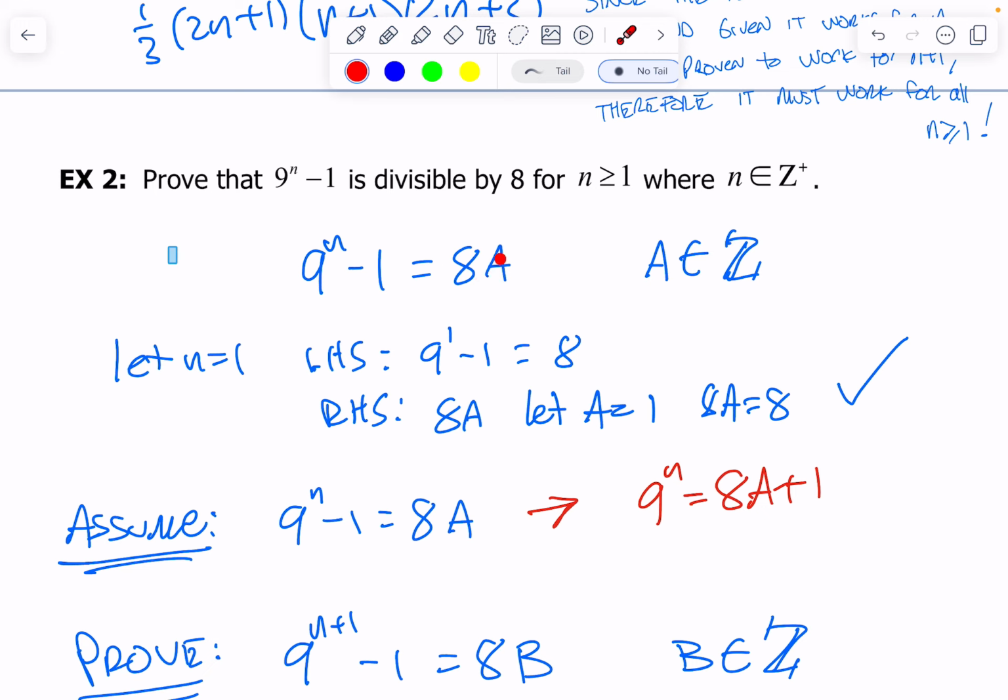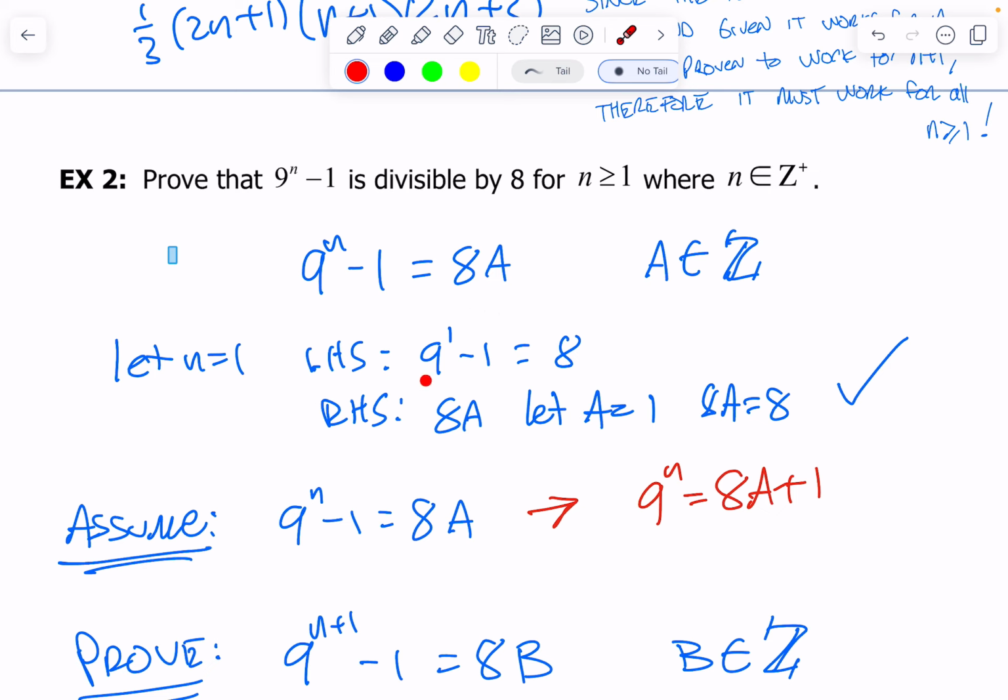So basically, we can say A is any integer. No decimal, but any integer. So this is a different way of saying that something is divisible by 8. Now we have a left-hand side and a right-hand side, and I can do induction.